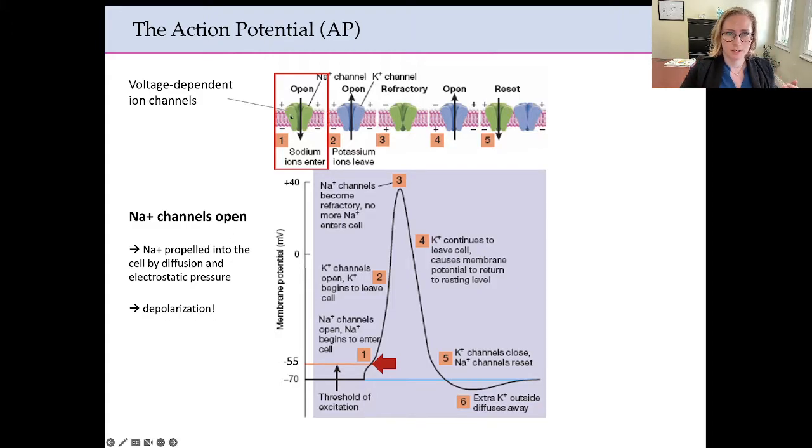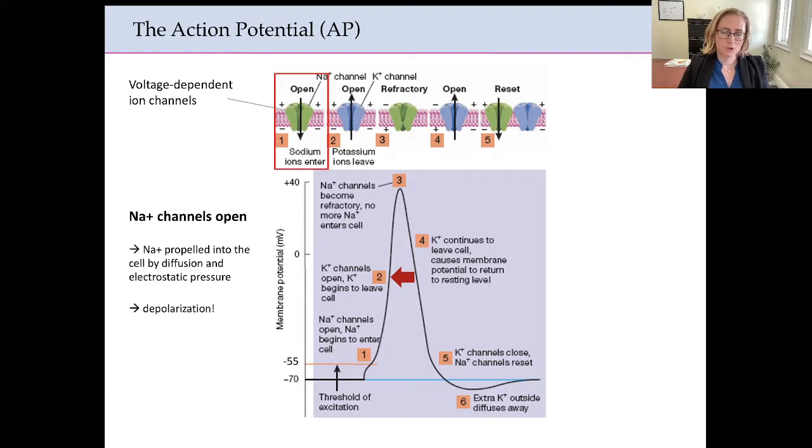You can see that here. Bell pepper opens, and then per second, 100 million of these ions are just flying in, right? So sodium enters the cell. Sodium is actually propelled by both forces, by diffusion and electrostatic pressure, into the cell. And this is when we get that huge depolarization. So the membrane potential starts depolarizing.